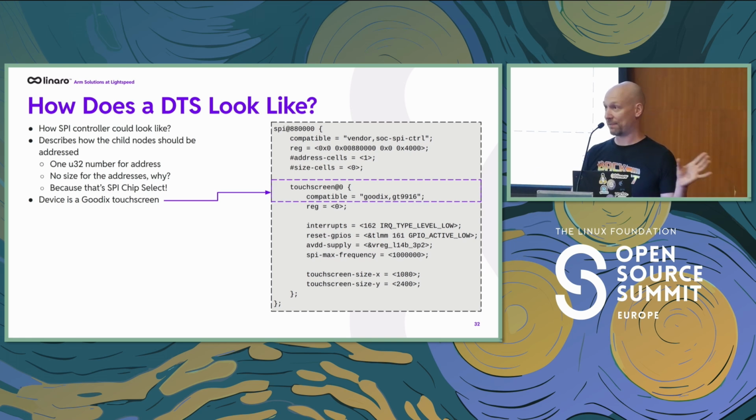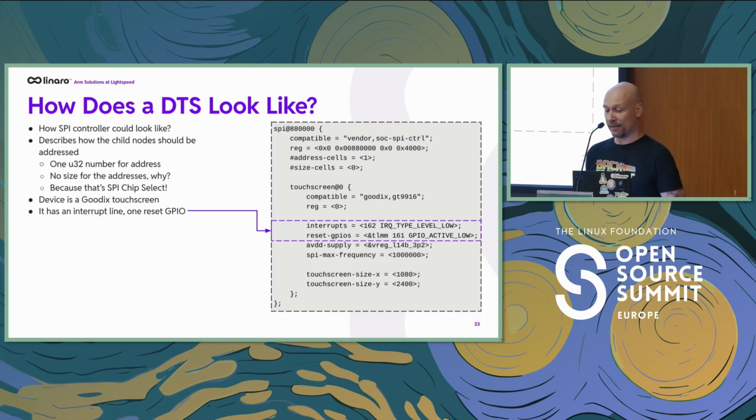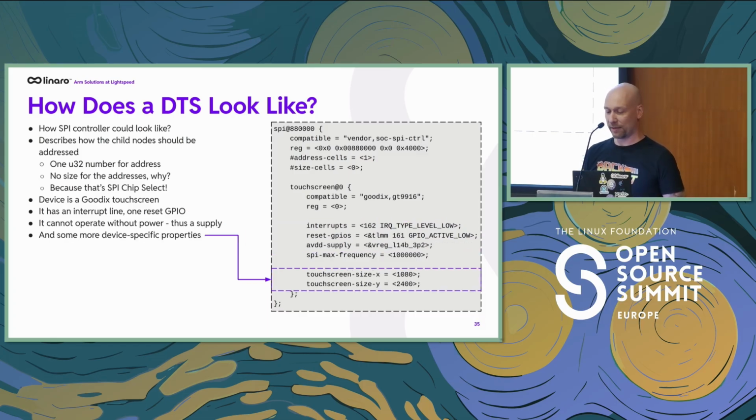So this SPI bus has one device, which is a touch screen. This is a Goodix touch screen. It has an interrupt, it has the reset GPIOs, and an important property here is that these are active low or level low, and these have actual meaning, they represent the hardware, and Linux actually parses them. So if you make a mistake here, some source code can work, some source code might not work. Each device needs power, obviously, and there are also some specific properties for this touchscreen, like defining its size in pixels.